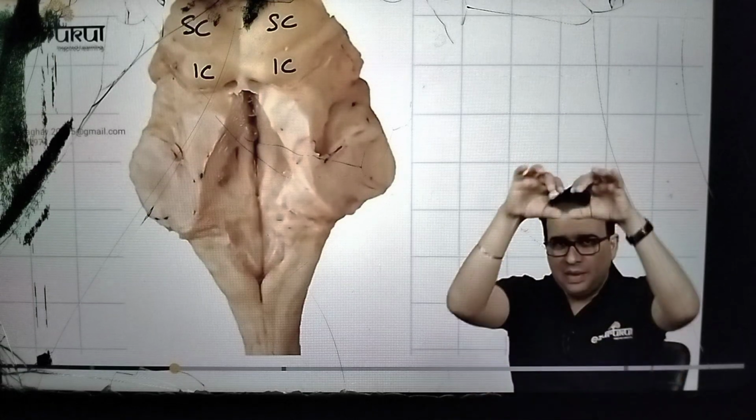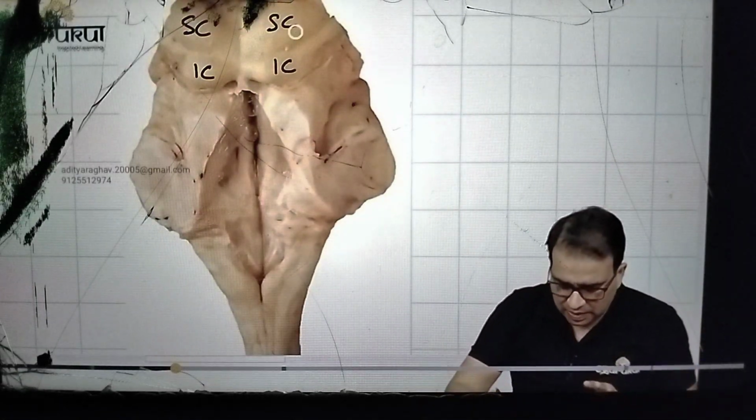The superior peduncle actually goes downward. So what you'll see in this picture here, midbrain is here, but the peduncle of the midbrain, the superior cerebellar peduncle, is here.